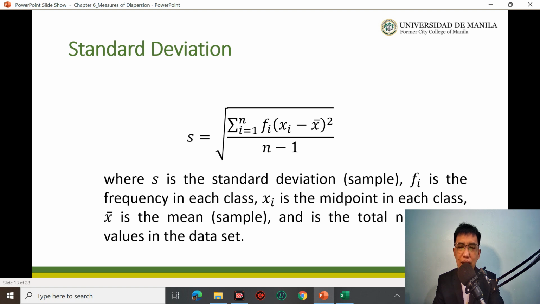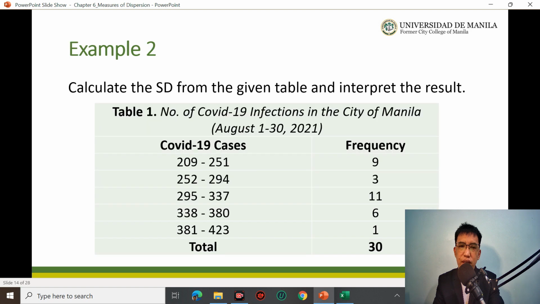S is still the standard deviation. f sub i is the frequency in each class. And x sub i here is different now because it is the midpoint of each class. And the same as before, x bar is the mean, and n is the total number of values in the data set. Let's have an example. This has been given to you as well in the previous video. Let's begin our calculation.